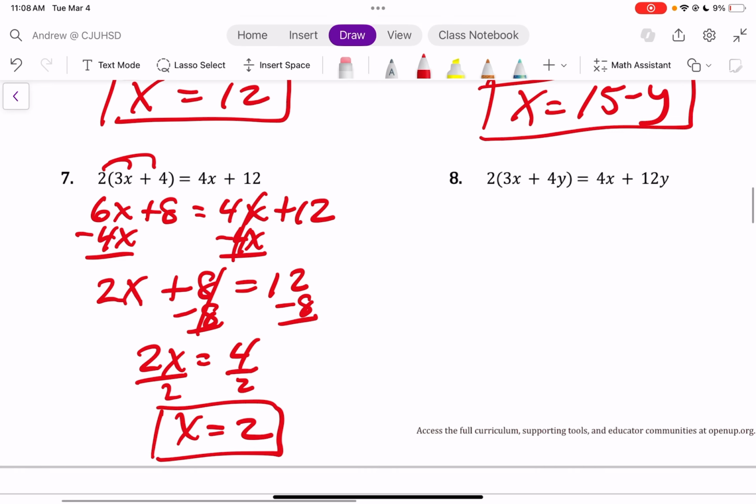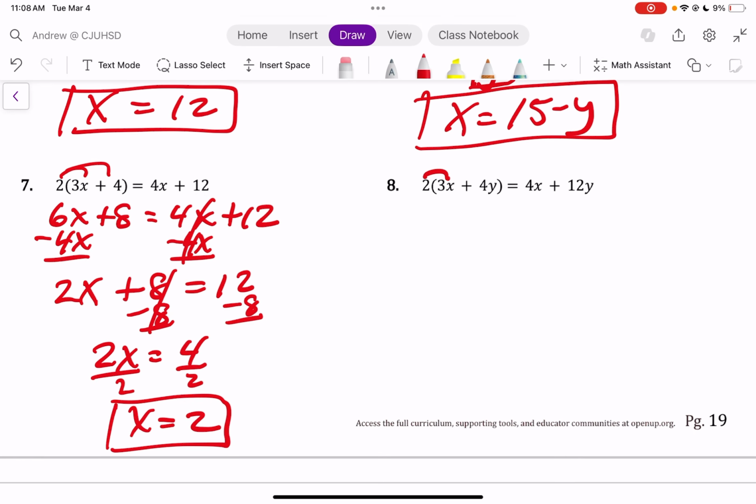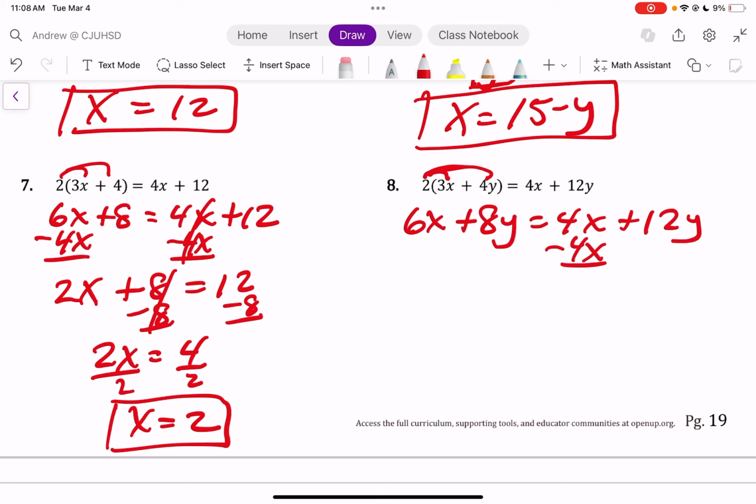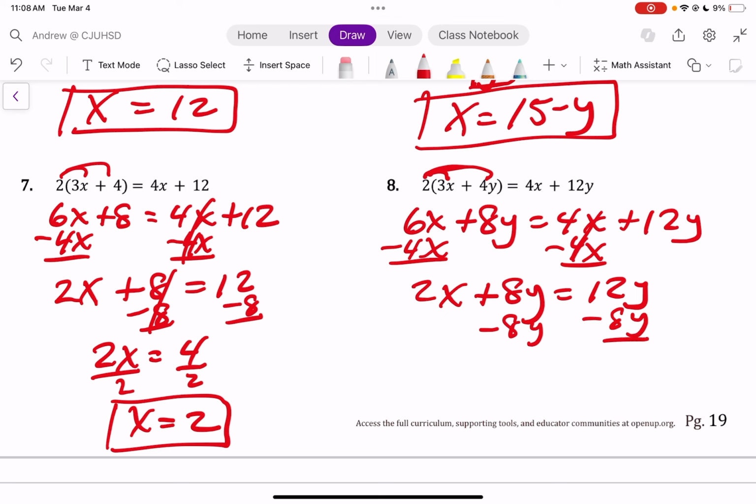Okay, literal equation, almost exactly the same thing. Going to distribute the 2. I'm going to take away the smaller x. I'm going to subtract 8y instead of 8. So 2x is 4y. And finally, I want 1x, so I divide by 2. And we got 2y.